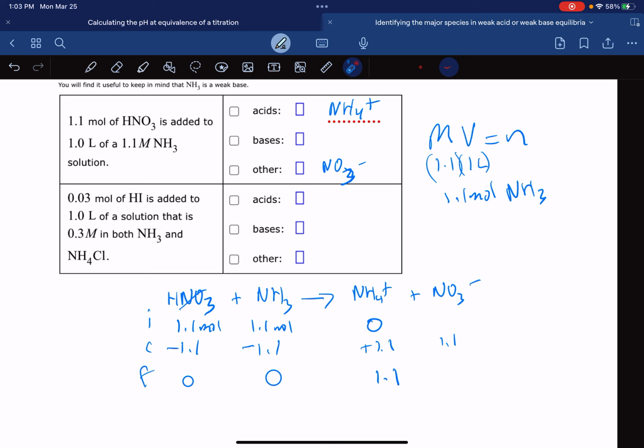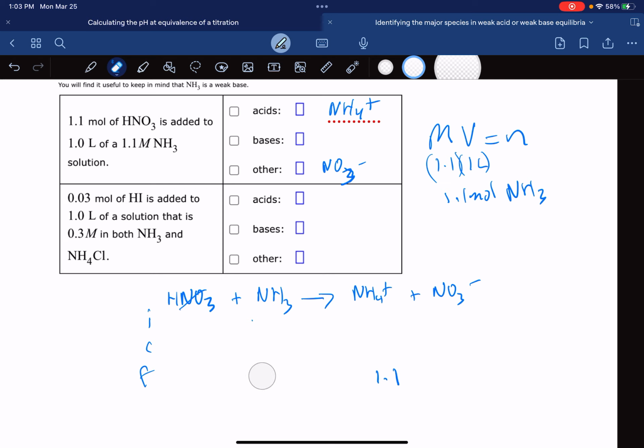Let's take a look at the second problem here. In this case, we have 0.03 moles of HI, and now we have 0.03 moles of NH3, and we have 0.03 moles of NH4Cl. Now, I'm going to do this really quickly and I'm going to actually just erase what we have right here. I'm going to erase all of this right here.